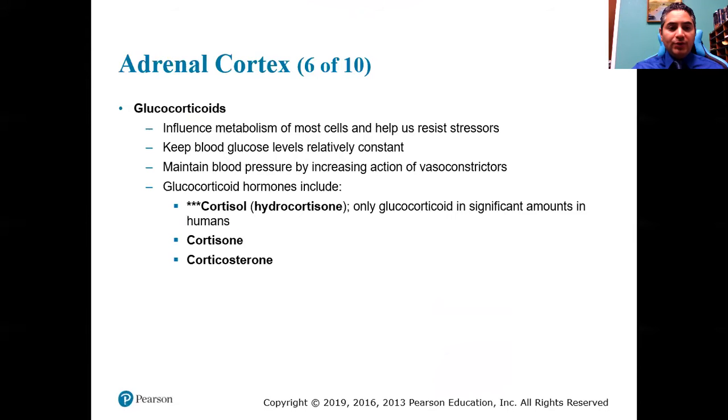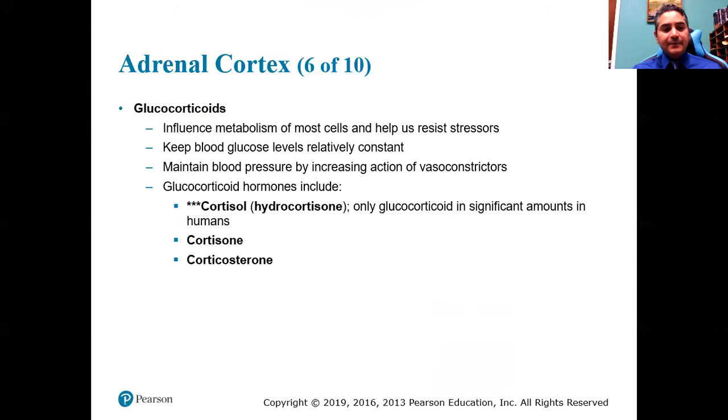Now the glucocorticoids influence metabolism of most cells. Very important to keep blood glucose levels constant, and these help maintain blood pressure by vasoconstriction. I discussed that in terms of the internal diameter. If the internal diameter is contracted, you're going to increase that blood pressure, right? If you have a dilation, a widening of the internal diameter, you're going to release some of that pressure. That blood pressure is going to drop, right?